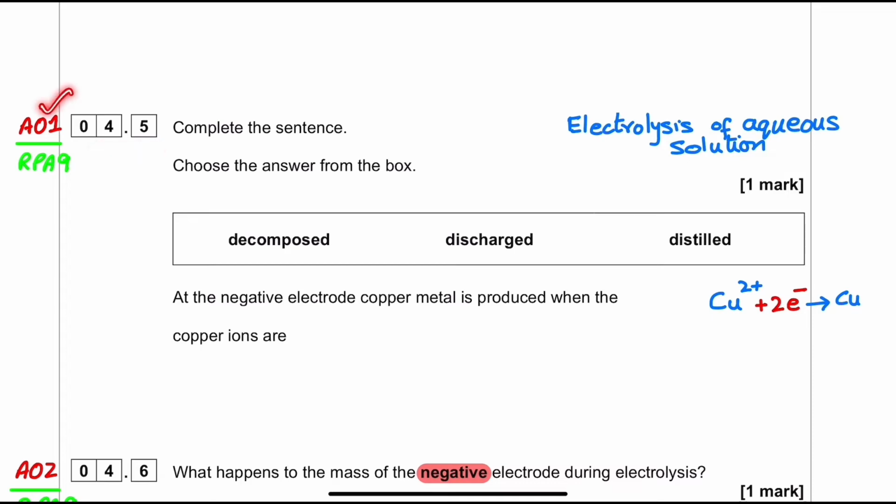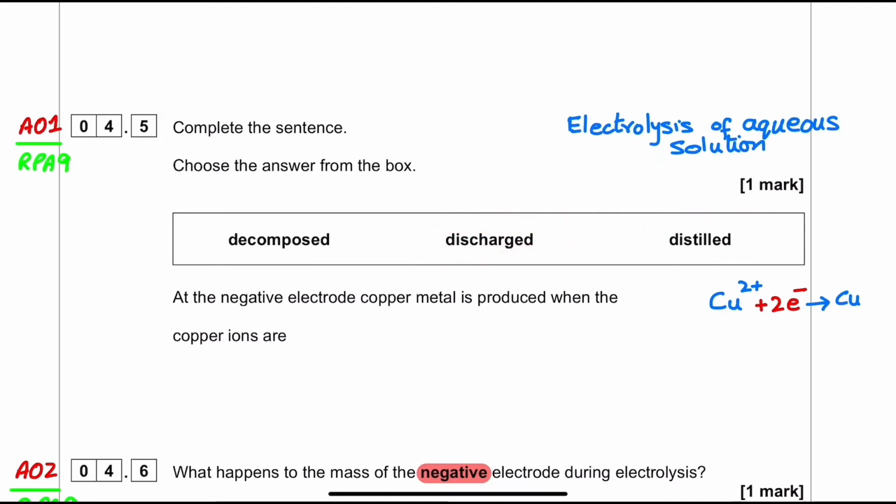4.5 is an AO1 question, and this question is from the topic of electrolysis of aqueous solution, and it is from the required practical activity number 9, which is based on electrolysis of aqueous solution. Complete the sentence. Choose the answer from the box. We have three options given here: decomposed, discharged, and distilled. At the negative electrode, copper metal is produced when the copper ions are. So we need to pick one of the options.